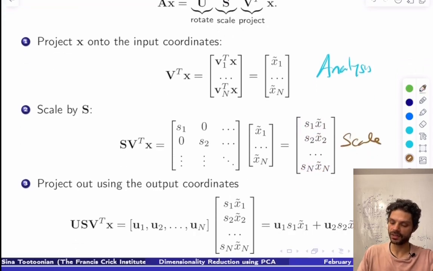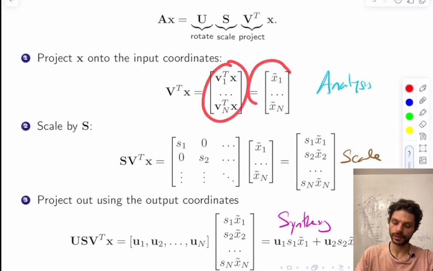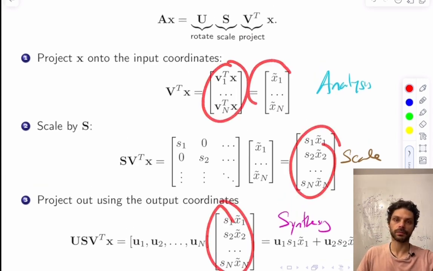And then finally, we're going to synthesize. So we're going to use those scaled analysis results and use them to combine the columns, give us a position in the output space according to these coordinates. That's another way of thinking about it. Combine the columns, synthesize the position in the output space. Okay, so analysis, scaling, synthesis.